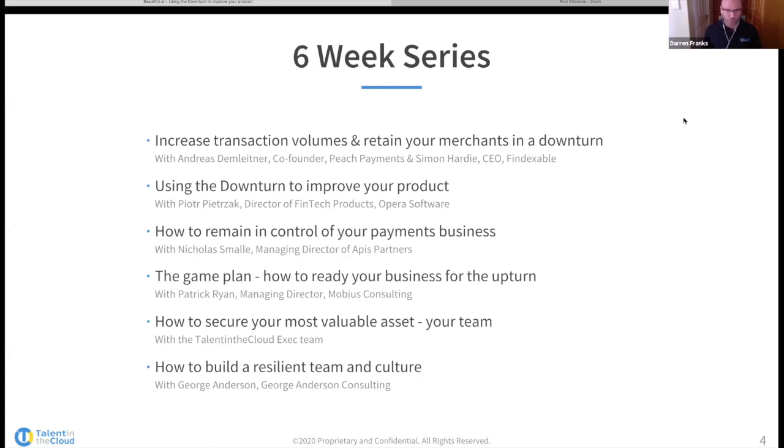Then on our penultimate workshop series, we're going to talk about how to secure your team. People are going through some very, very challenging times. Businesses are going through some very, very challenging times. But how do we make sure that you're retaining your best employees and your best team?